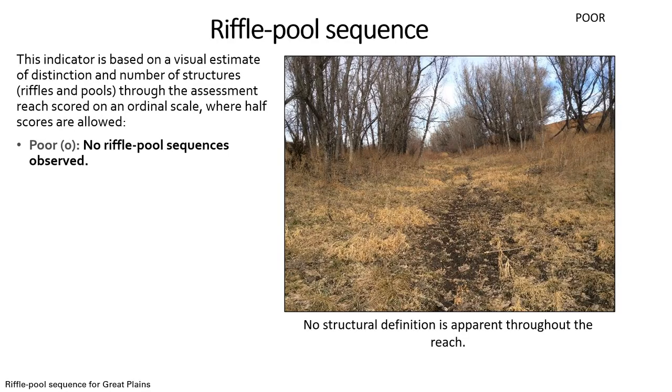The following few slides provide examples of the scoring for riffle-pool sequence, which is scored from poor to strong. The first is a poor score, 0, which is given when there is no structural sequence exhibited and no bedform definition is observed. The image on the right is an example.